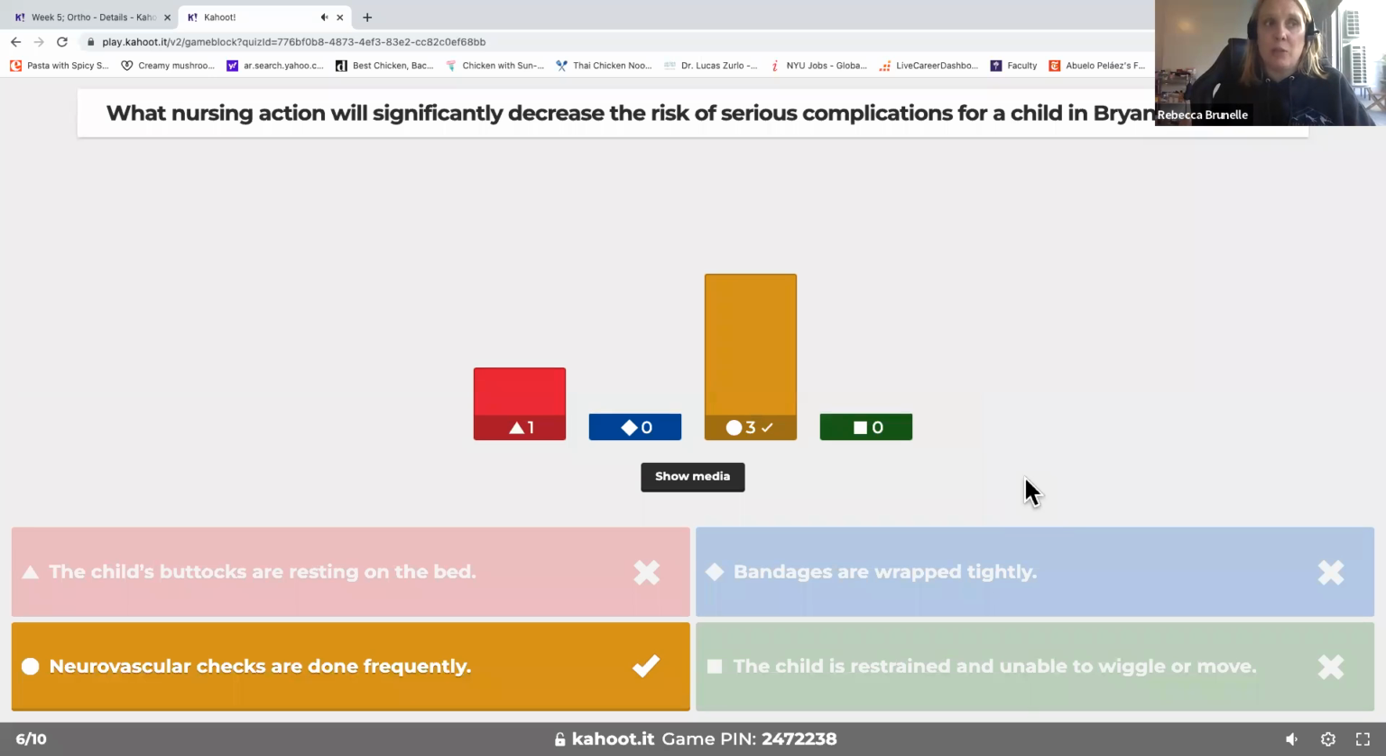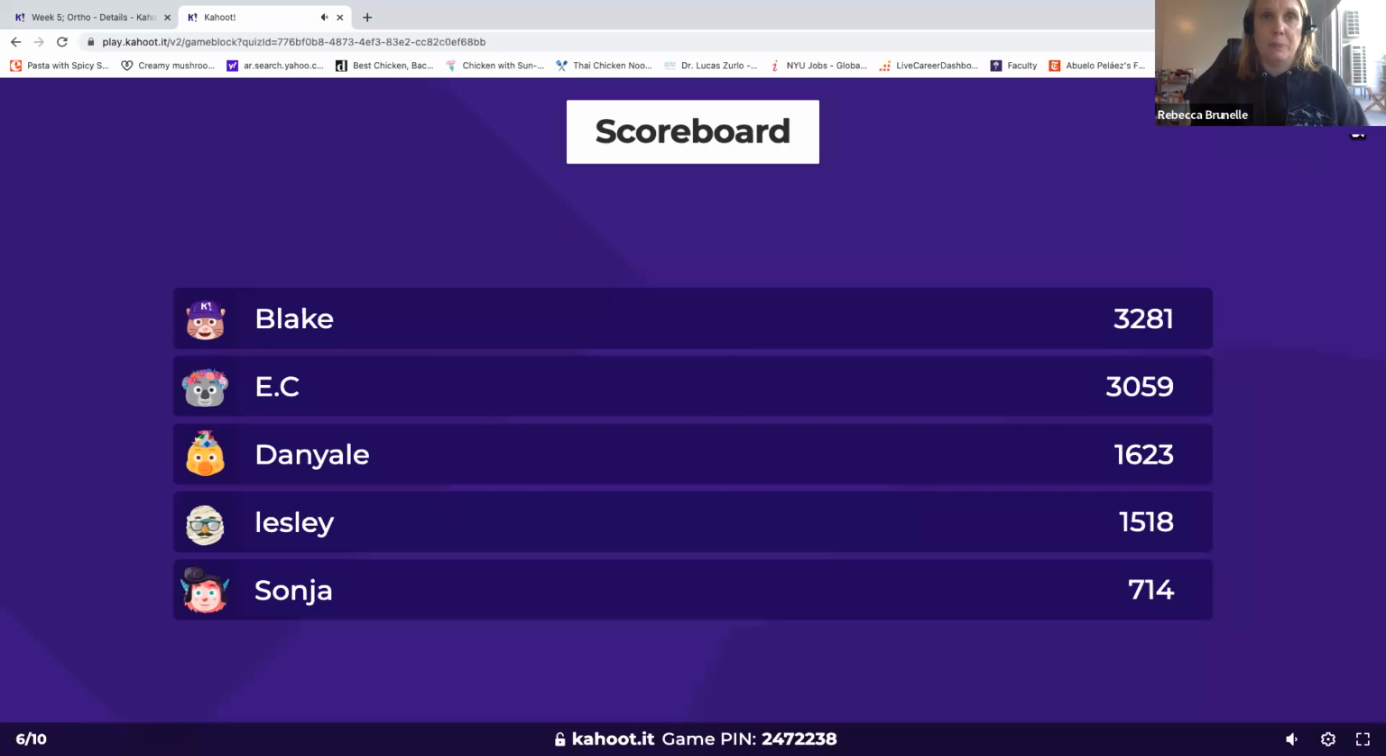Right. So doing the neurovascular checks is the most important thing. And then the buttocks should not be resting on the bed. Bryant's traction is the kid with their legs straight up in the air, under 30 pounds. Their buttocks should be lifted up off the bed.